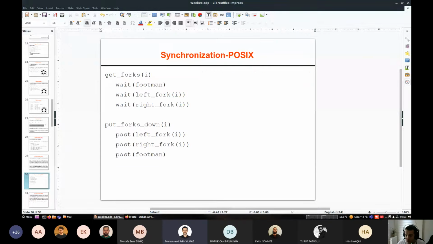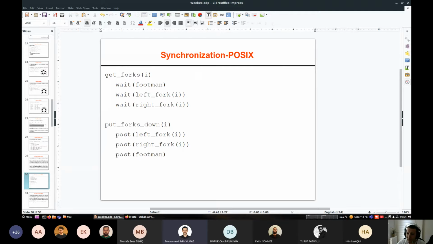The footman throttles the number of processes. It limits the number of processes actively competing for the resources. Now, normally you have 5 processes. We have 5 philosophers, 5 processes. Each of them wants to obtain 2 forks. Thanks to footman, which is initialized to 4, we are making sure that one of those philosophers will not be able to compete for the forks.